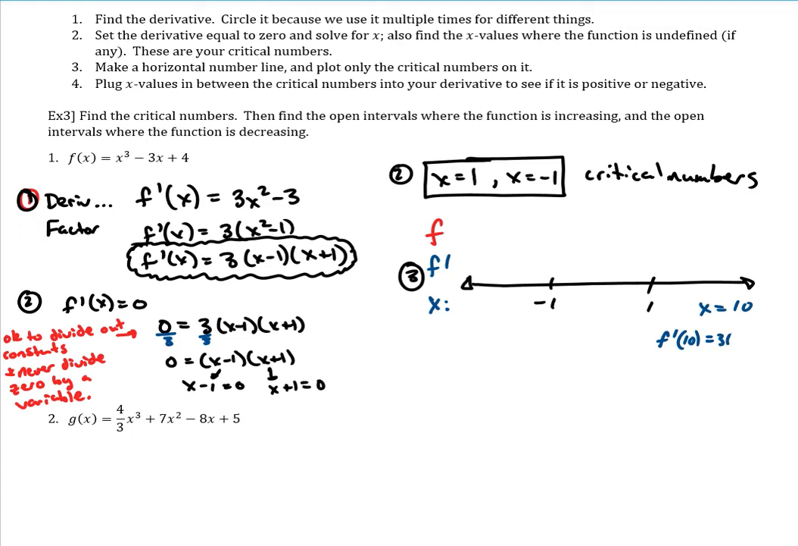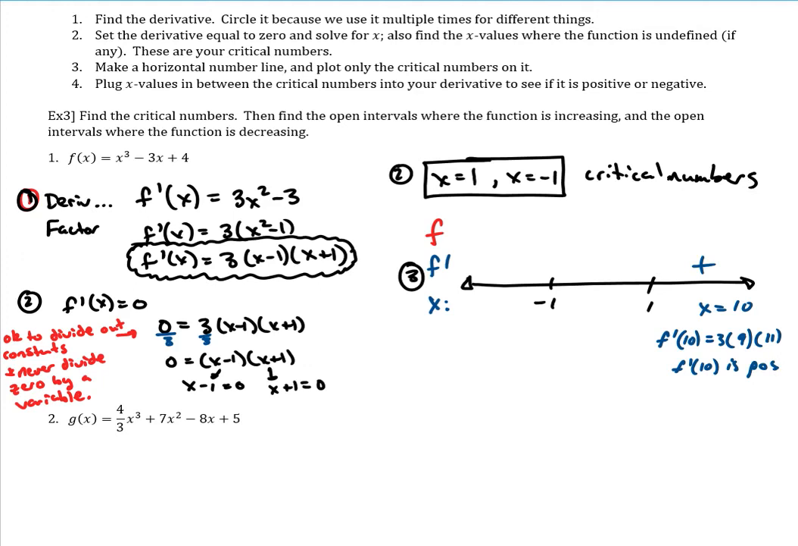So f prime of 10 is 3 times 10 minus 1, let's just say that's 9, and 10 plus 1, which would be 11. Now, all we care about is the sign of these things. 3 times 9 times 11, that's all positive, so you don't have to calculate it all the way if you don't want to. Here, I'm just going to say, hey, these three numbers multiplied is positive, so f prime of 10 is positive.